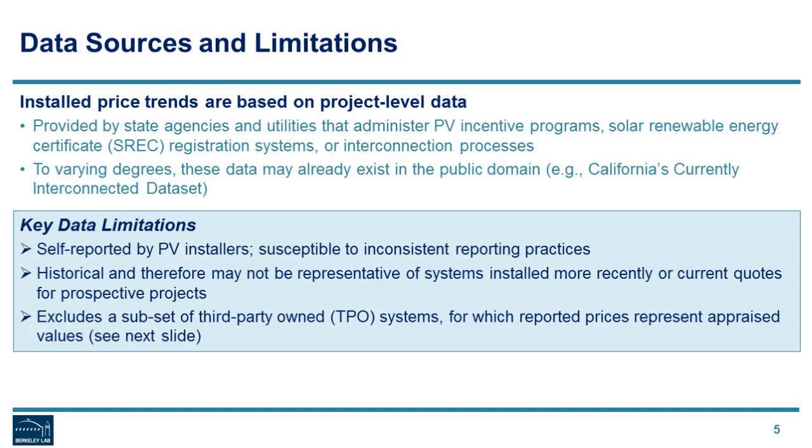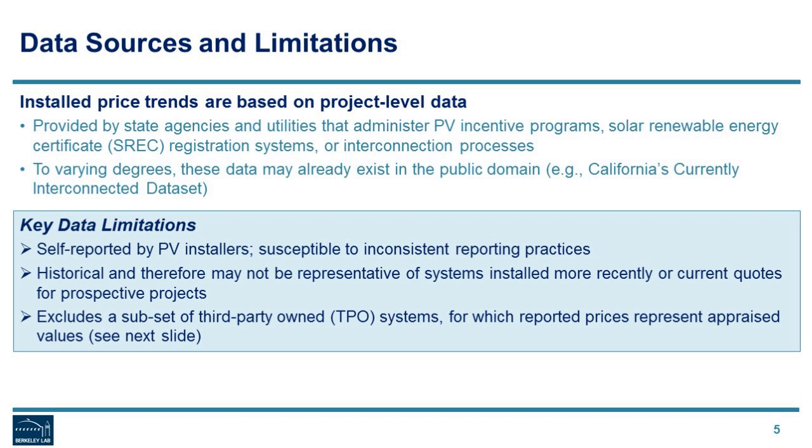So the data underlying our analysis come from various state agencies and utilities that administer PV incentive programs and SREC registration systems and interconnection processes. This is project level data. As I'll show in a couple slides, it consists of data for about 1.3 million individual projects. Some of that data is already in the public domain.